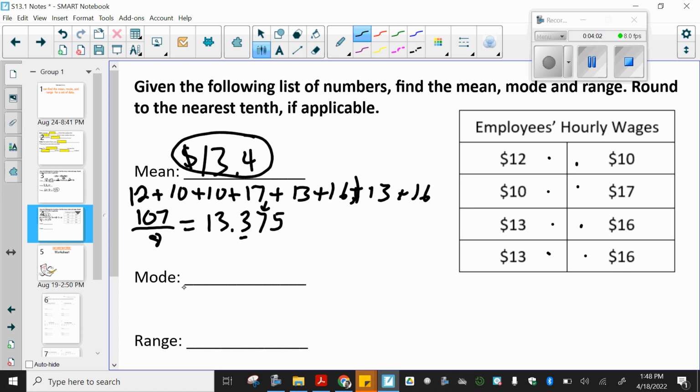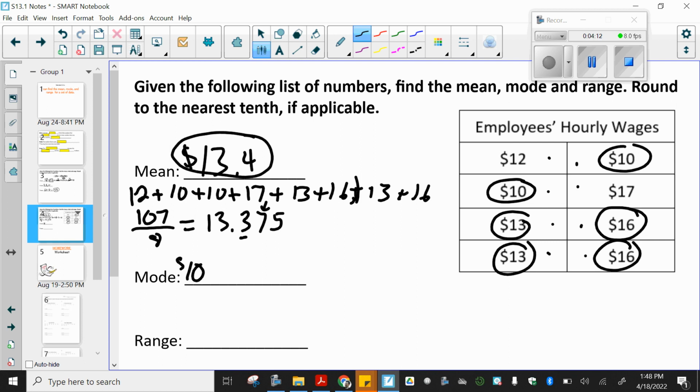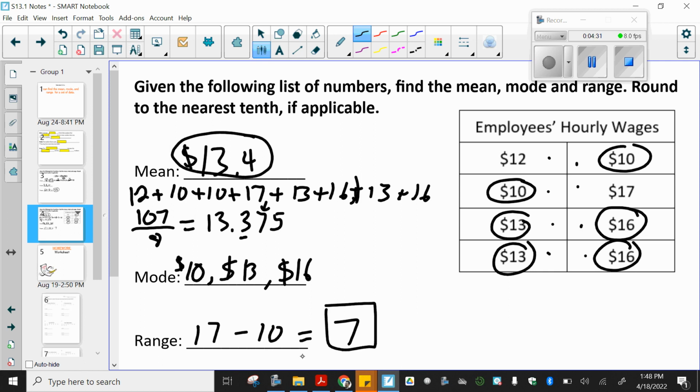The mode is what appears the most. I have 16, two 16s. I have 13, two 13s. I have 10, two 10s. Those are my modes: $10, $13, and $16. Those are the three most reported numbers. Range is the highest minus the lowest. So the highest is 17. The lowest is 10. That gives us a range of 7.